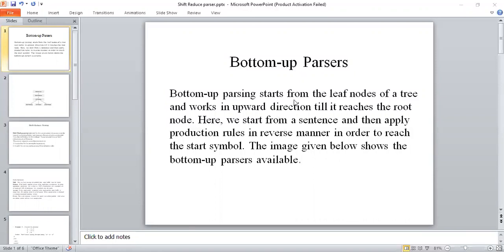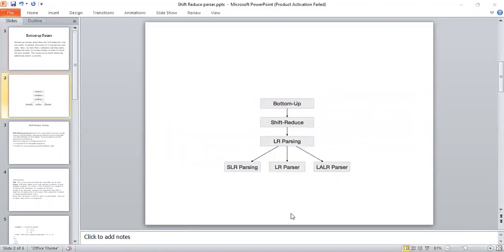So what is the structure of bottom-up parsers? We'll discuss. This is the structure of bottom-up parsers. Bottom-up parsers are divided into shift reduce parsers, and shift reduce parsers include LR parsers. Again, these LR parsers are divided into three categories called SLR parsing, LR parsing, and LALR parsing. These we'll discuss in the next video. So in this video, I'm explaining about the shift reduce parser.